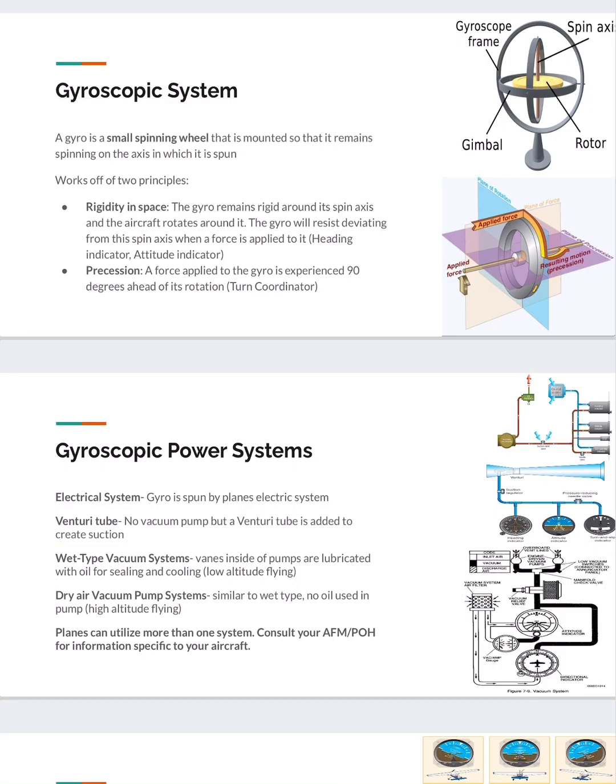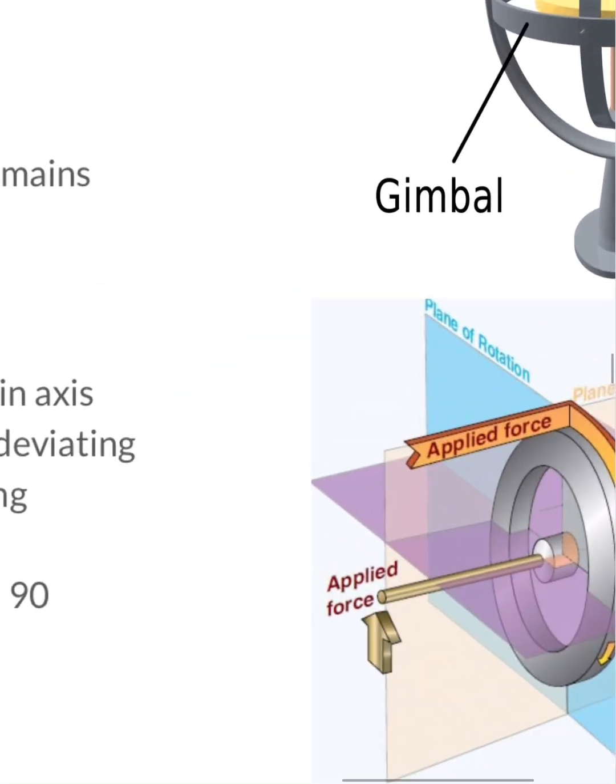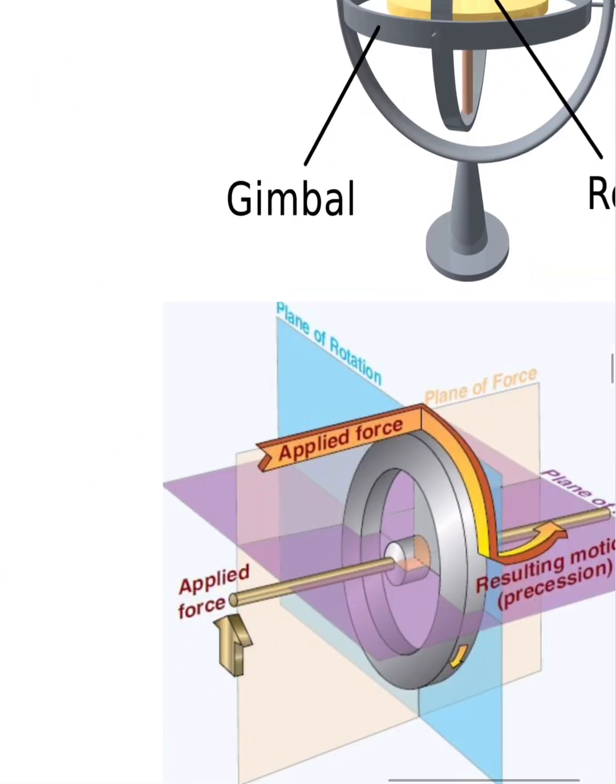We do the same thing with aircraft. This is called rigidity in space, which is going to be one of the first principles of the gyroscopic system. Rigidity in space basically just says the gyro wants to remain spinning in the axis in which it's spun. So it could be spun in the vertical or the horizontal axis. Vertical axis, it's standing up like it is in this first picture, or in the horizontal axis, on its side.